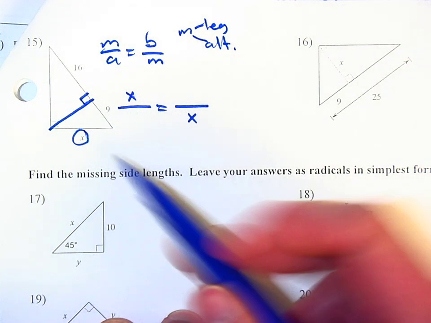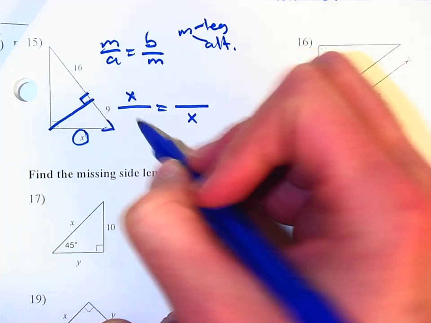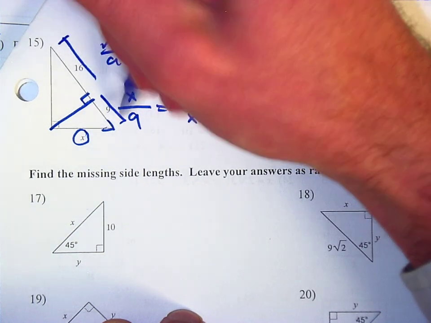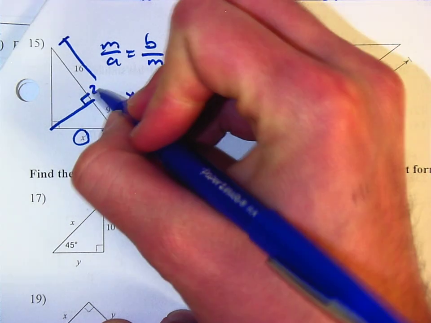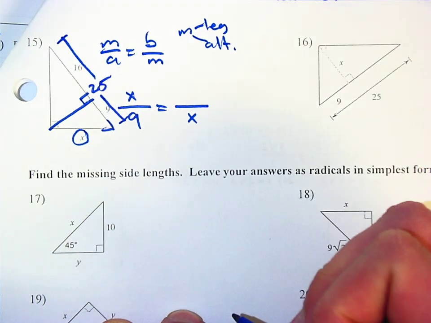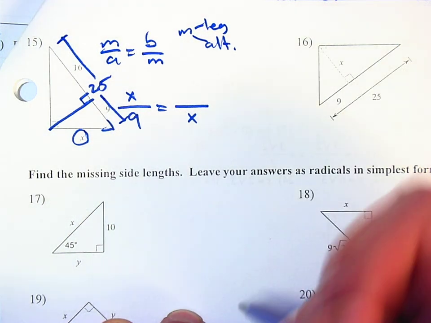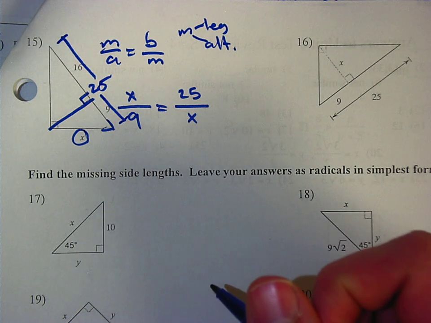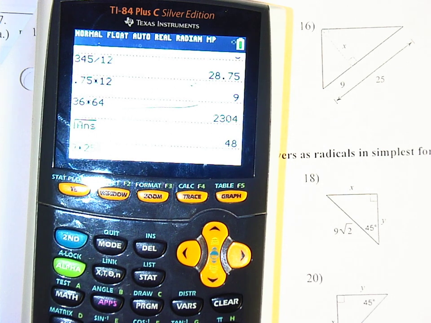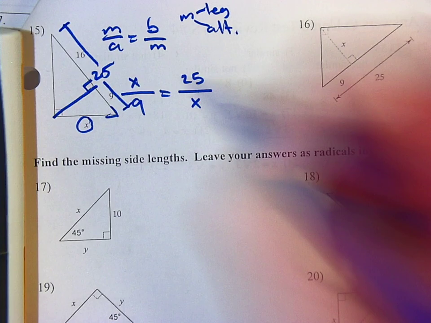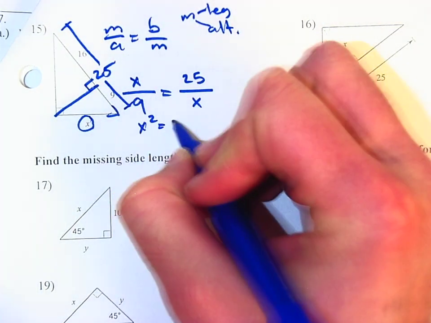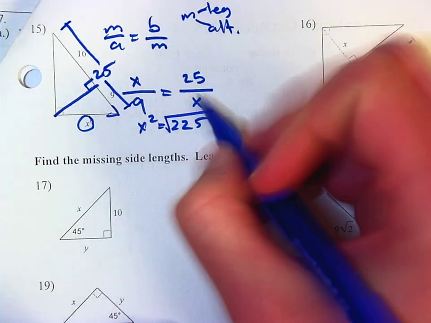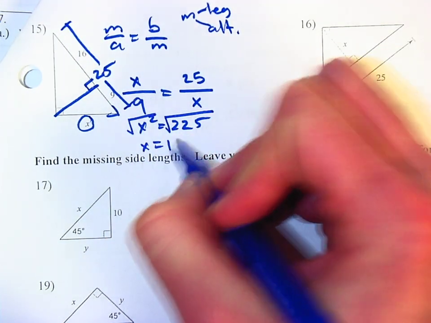And when we have a leg, we use the piece closest to it, so 9. And we need this whole length, the entire full length of the hypotenuse, which is 25, because 16 plus 9 is 25. Well, 9 times 25 is 225. So x squared equals 225. And I know that's a perfect square. It's the perfect square of 15.